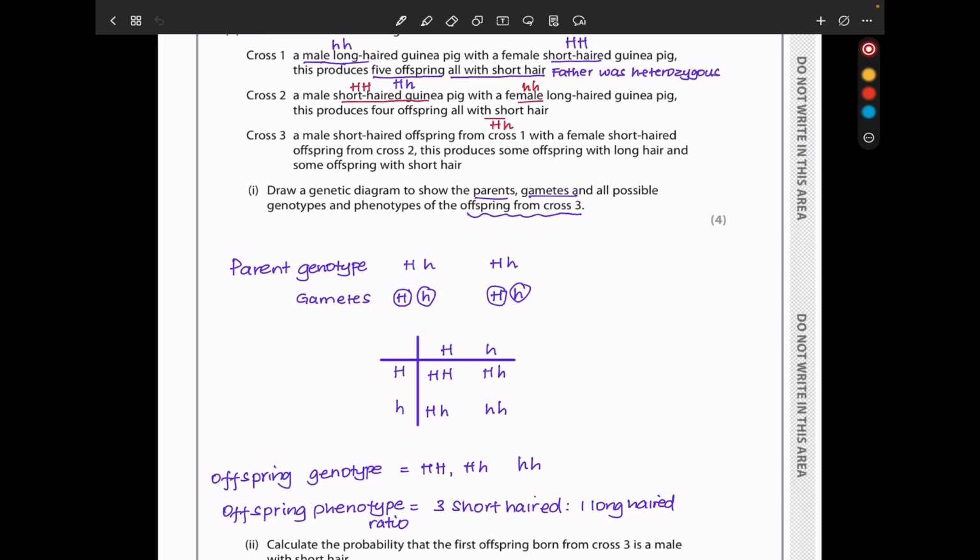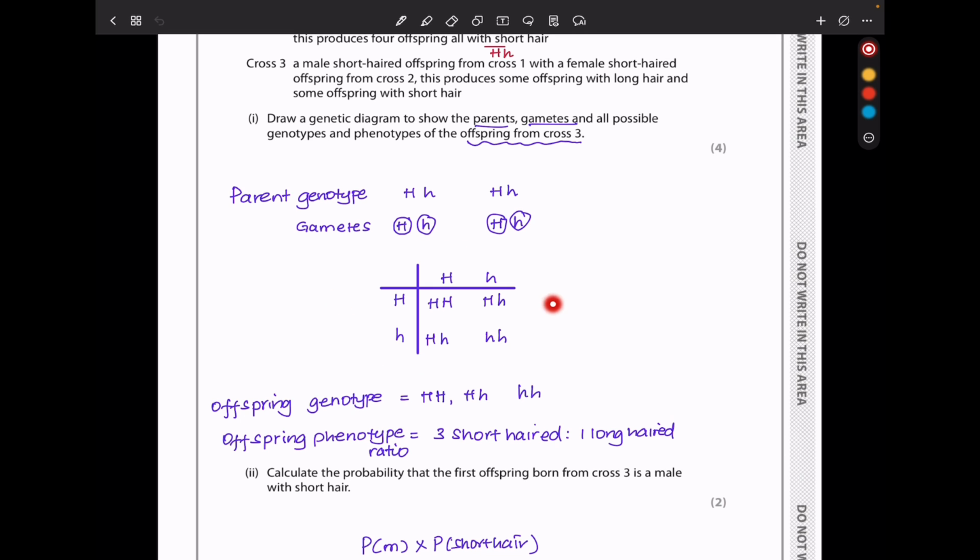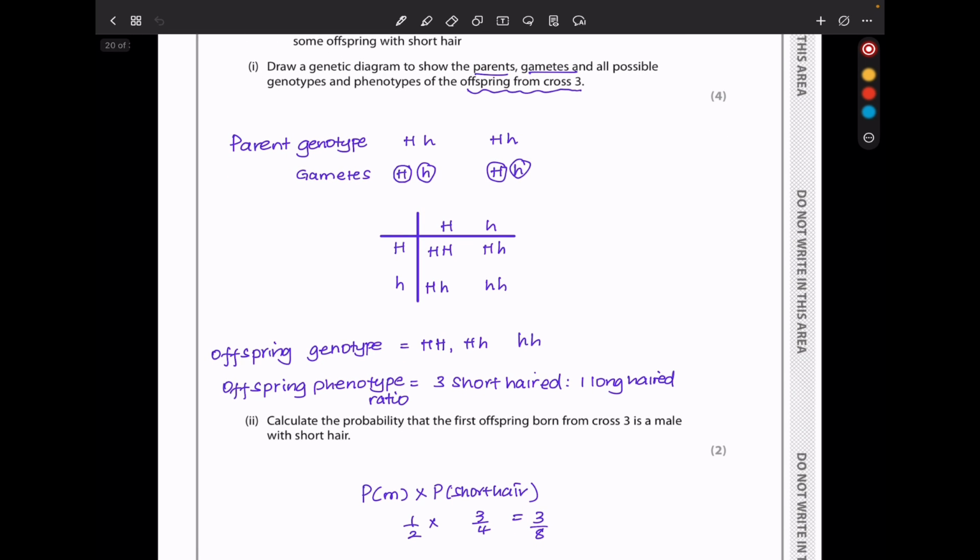Because they crossed offsprings from cross 1 and cross 2, they were all heterozygous, so the parental genotype is capital H and small h for both. The possible gametes are going to be H and h, as well as H and h. And if this is my genetic cross, the genotype of the offsprings is going to be that, and that. And the phenotype is going to be 3 short-haired offsprings and 1 long-haired offspring.